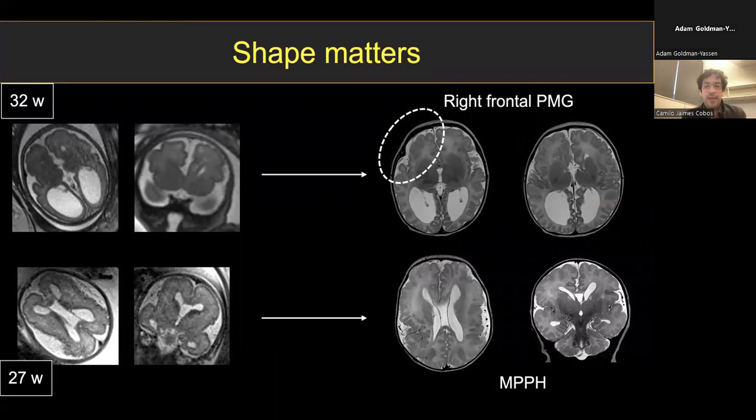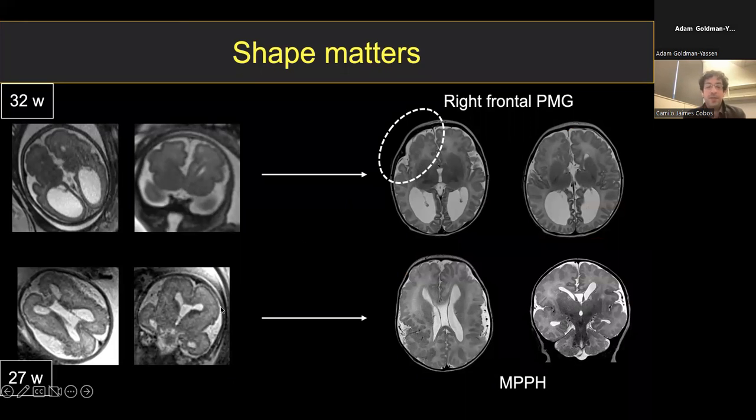I also wanted to say the shape matters. It isn't just the size, the shape actually matters. So this ventricle, as you can see, there are frontal horns, and no one was going to pass this brain as normal. But the fact that the shape, that the frontal horns are not dilated, is actually pretty alarming here. And that's what we found when we imaged postnatally. There's this really large right frontal malformation.